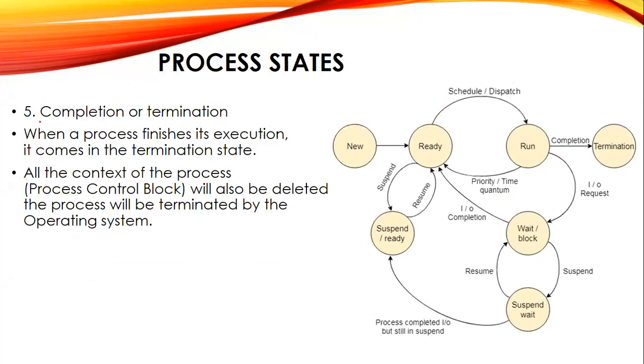So, completion or termination. When a process finishes its execution, it comes into the termination state. So from new to ready, ready to run, run to completion. Of course, it may follow other ways according to the situation of the process, but eventually it should be in the running state and finish execution. When a process finishes its execution, it goes to the termination state.